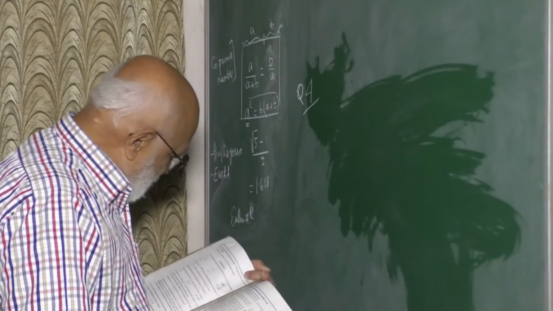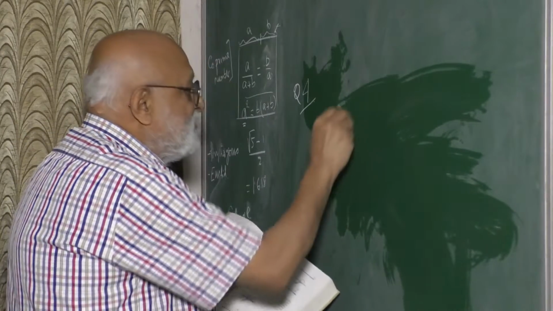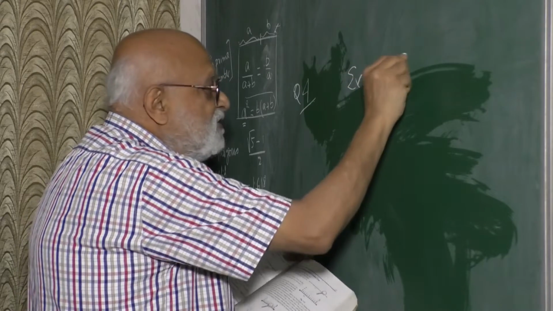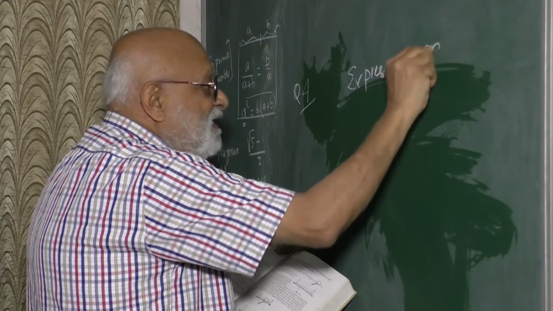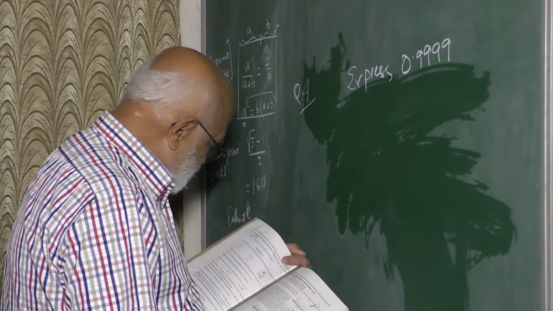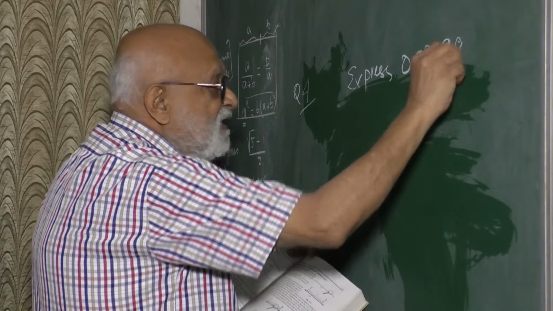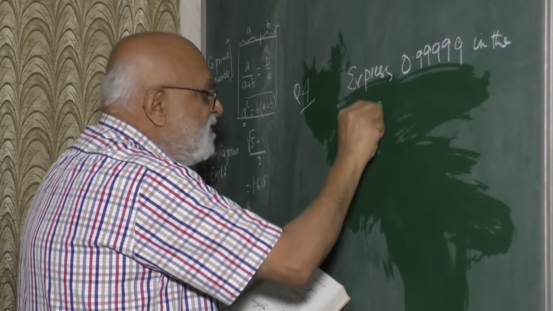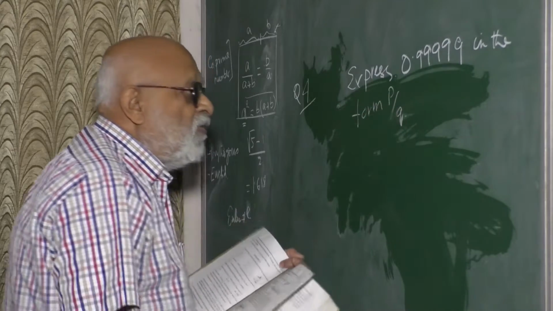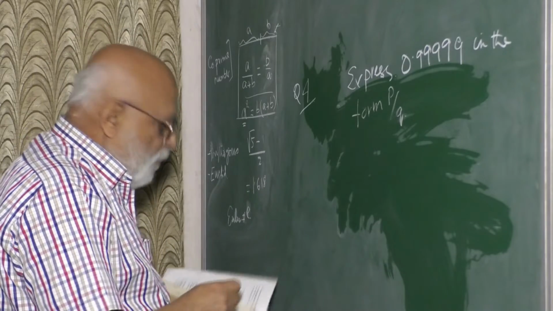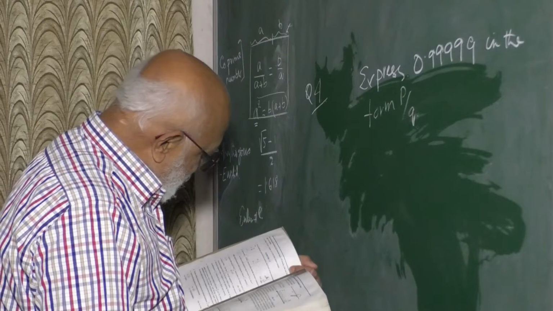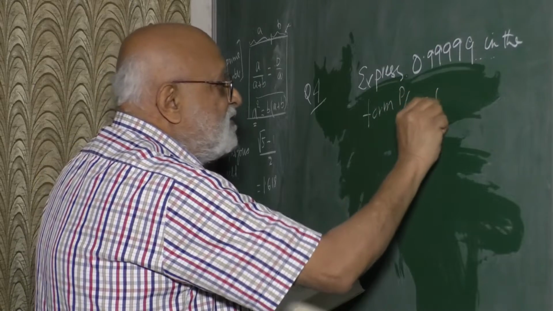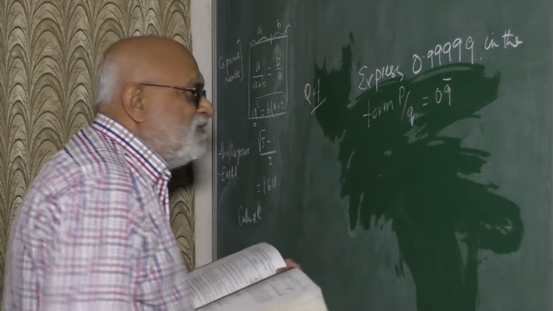And question number 4 says express 0.9999, and it is repeated how many times? 5 times. In the form p by q. Now this does not end here, it continues. So I can also write it as 0.9 with a bar on top.